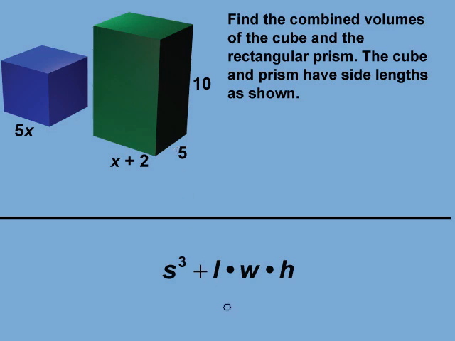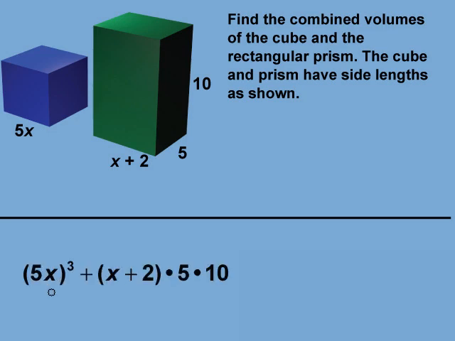Let's replace the variables with the given measurements as shown here. We get the quantity 5x cubed plus the quantity x plus 2 times 5 times 10, which equals 125x cubed plus 50x plus 100. Let's look at a final example.